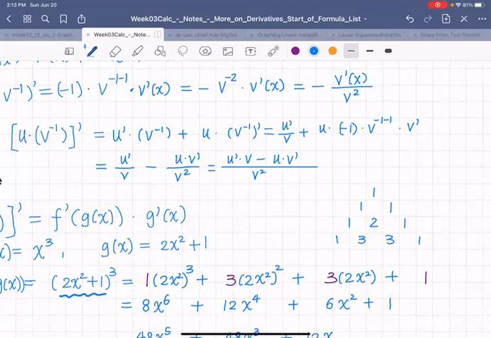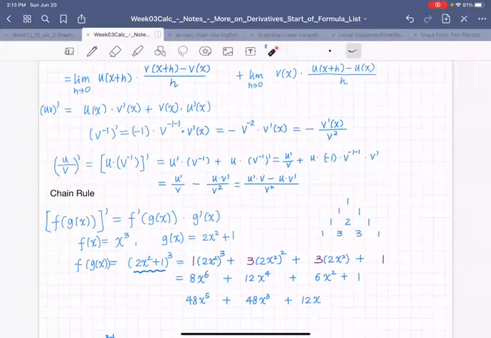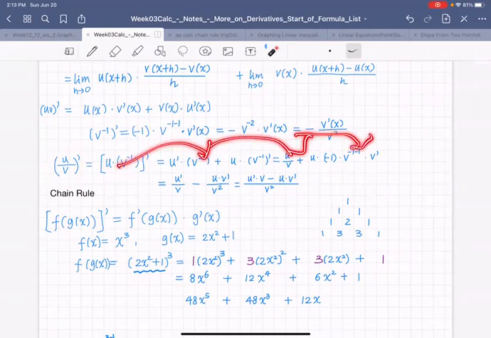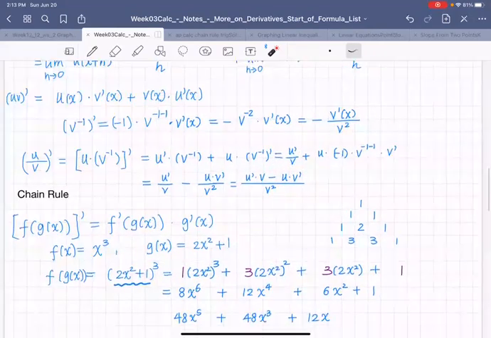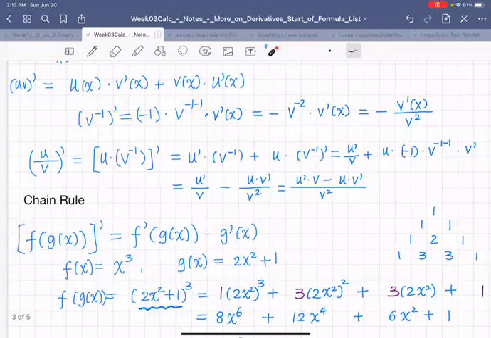Very good. So the quotient rule, even though it looks a little bit complicated, is actually not too hard to remember. The trick to remember this is you treat it similarly to the product rule. The product rule is u times v prime plus v times u prime. What do you do here? You do u prime times v minus u times v prime, divided by v squared. Does this make sense?